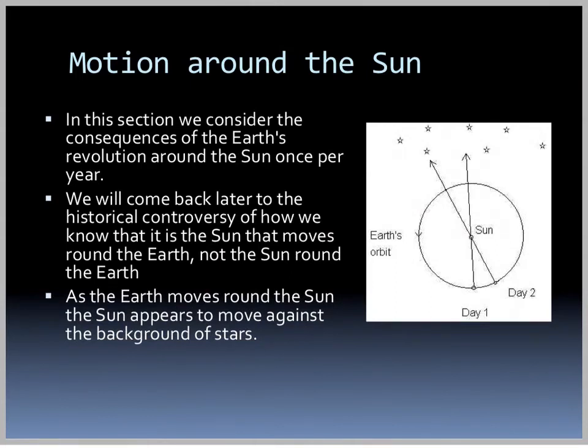In this section now, let's consider the consequences of the Earth's revolution around the Sun once per year. We're going to come back later to the controversy of how we know that it's the Earth moving around the Sun and not the Sun moving around the Earth. As the Earth moves around the Sun, the Sun appears to move against the background stars. When the Earth is in this location, and there's some stars here, the Sun appears to be amongst these stars. But as we move around, now the Sun appears to be around these stars. The Sun is not actually moving. It's the Earth moving around the Sun that makes the Sun appear to move.